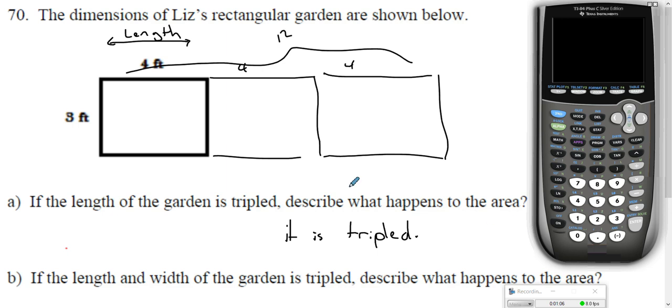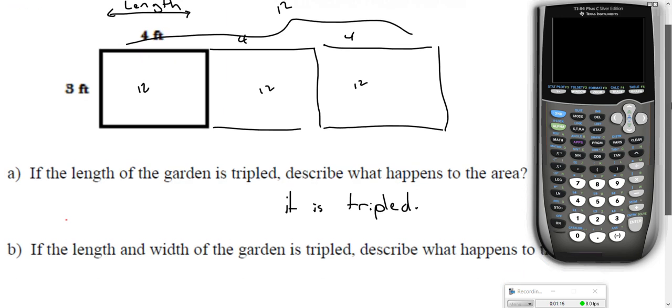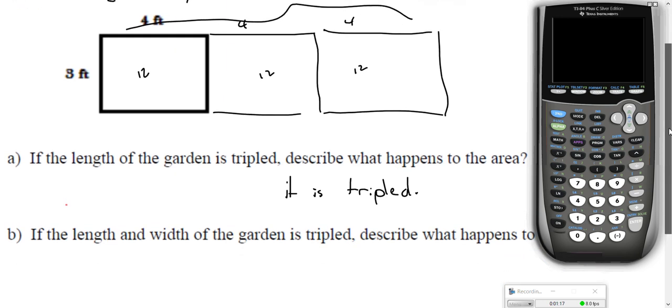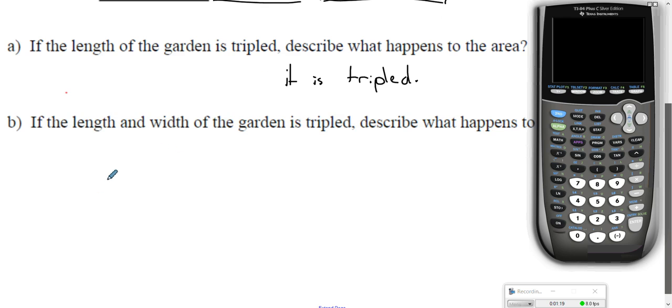Okay? Right? 4 times 3 is 12. Each one of these would be 12. So the new one would be 36. If the length and width of the garden is tripled, describe what happens to it. Well, let's think about it first. Okay, we got 3 by 4. Maybe we can come up with a pattern for this if it's tripled.